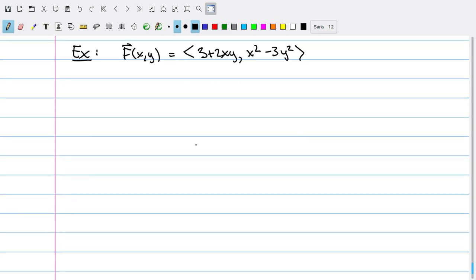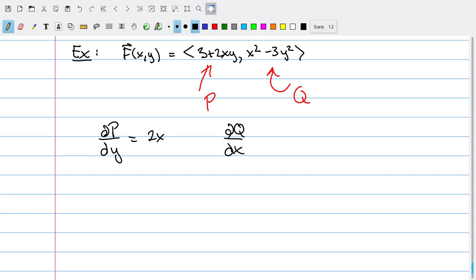Conversely, let's consider the vector field F of x, y equals 3 plus 2xy, x squared minus 3y squared. Again, the first entry is P, and Q is the second entry. And I want to ask the question, is this conservative? Well, I can check that partial P partial y here is going to be equal to 2x, whereas partial Q partial x is equal to 2x also. So this will in fact be conservative.